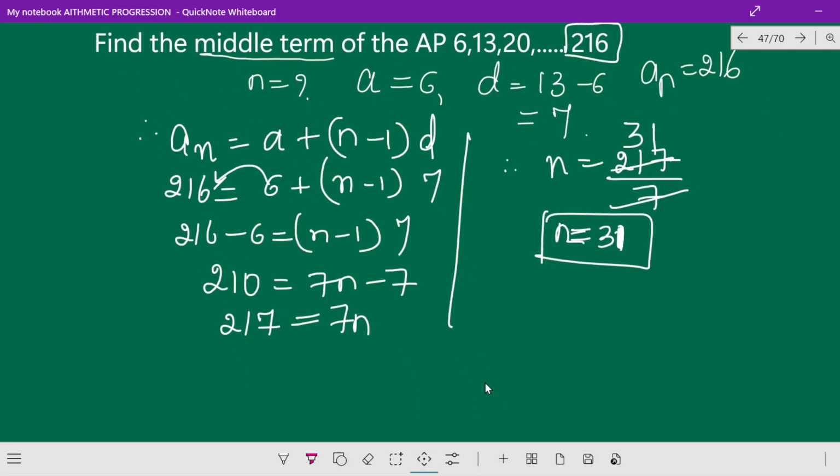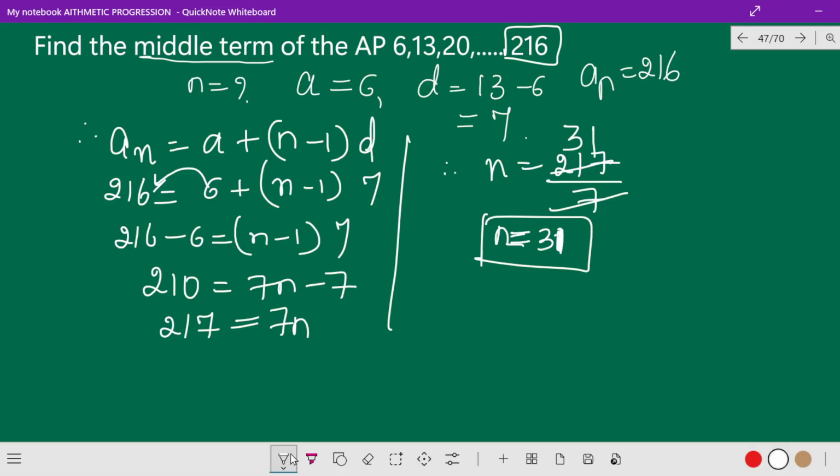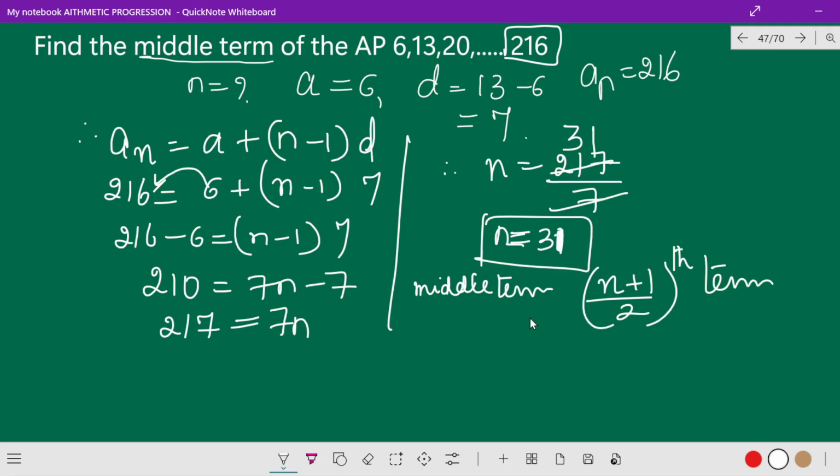Which is the middle term? We don't know yet. n is 31, which means it is an odd number. Whenever we have an odd number, we have learned previously in ninth standard that the middle term is found using the formula (n plus 1) by 2th term. This is the formula used to find the middle term. Therefore, 31 plus 1 by 2, that is 32 by 2.